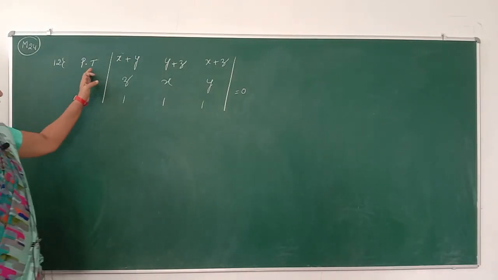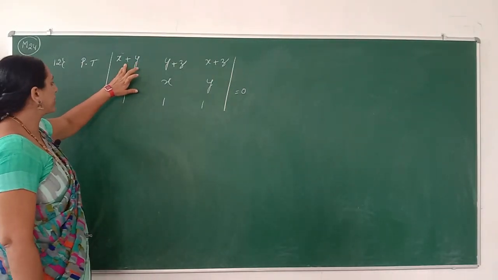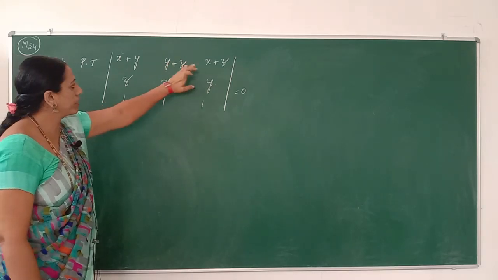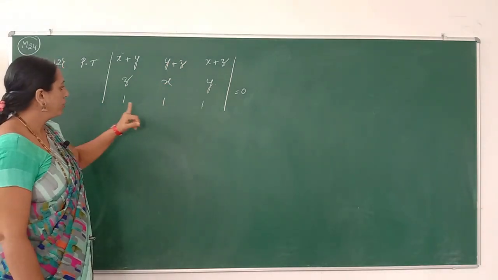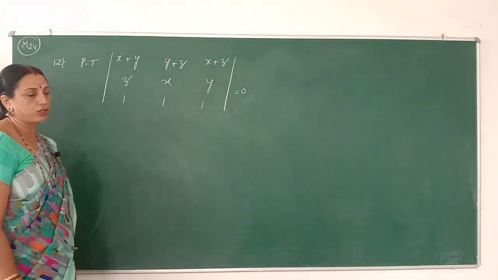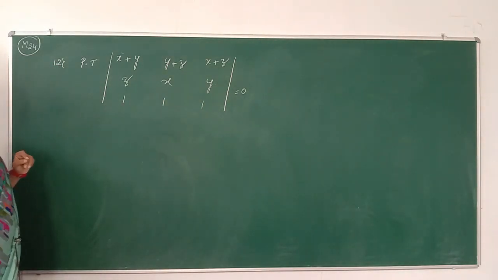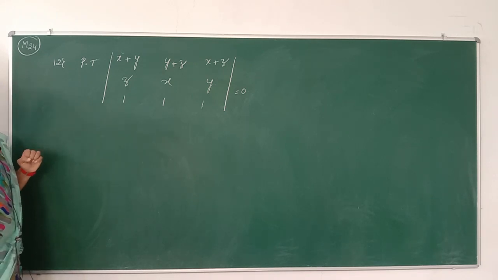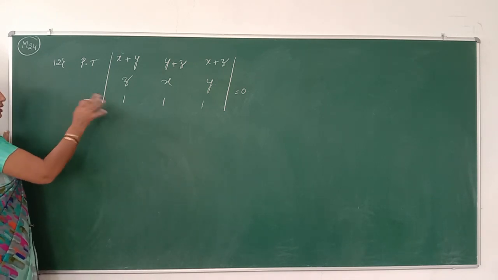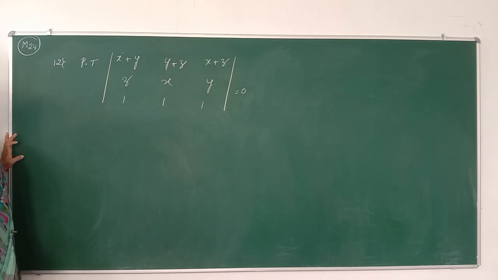Next one. Prove that the determinant with rows x plus y plus z, x plus z, z; x, y, 1; 1, 1 will be equal to 0. Now again, first we will observe whether there is any common factor in any rows or columns. It does not have any common factor. Therefore, we either do addition or subtraction.